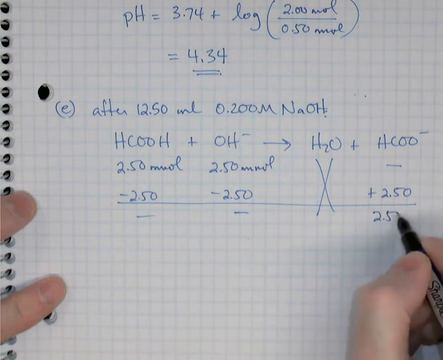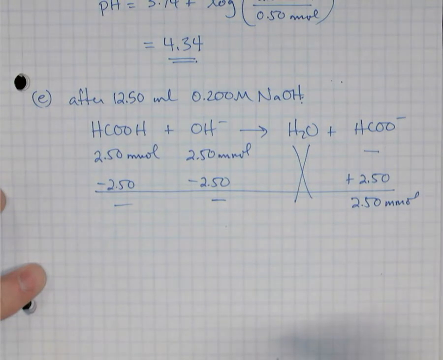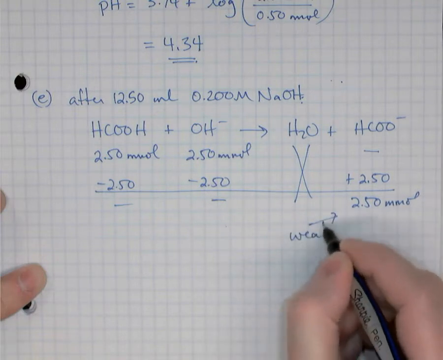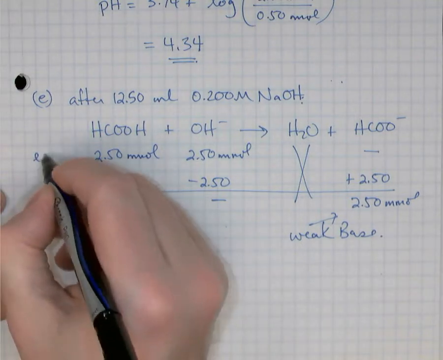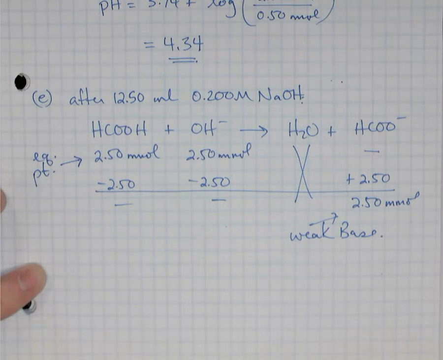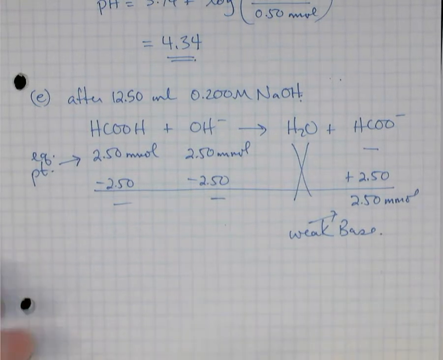We have only weak base left in the solution. There's no more weak acid. So all we have is weak base. Okay, so this is at the equivalence point. We have just the weak base. This weak base is not from a strong acid. If it were from a strong acid, it would not affect the pH, and we would simply say the pH is neutral now. But this weak base will affect pH. It's going to have a pH above 7.